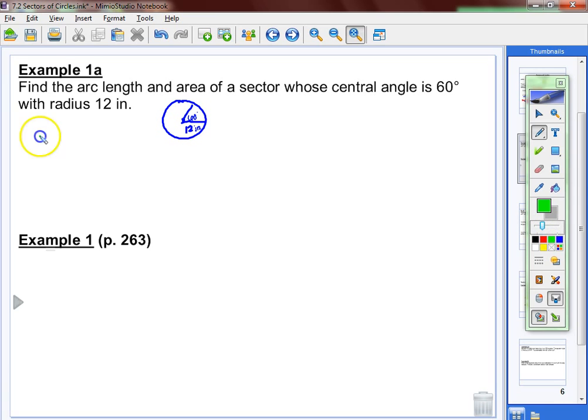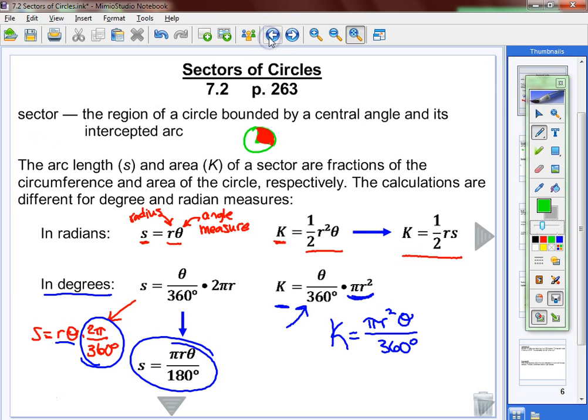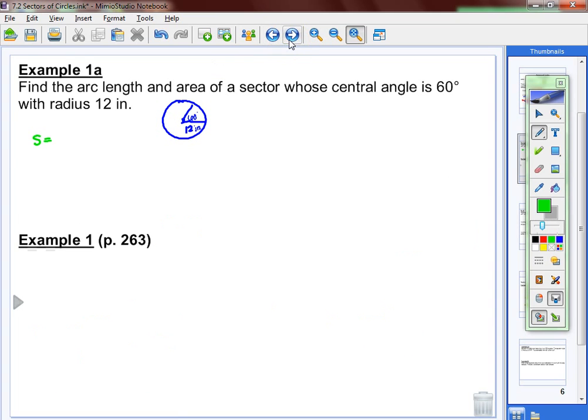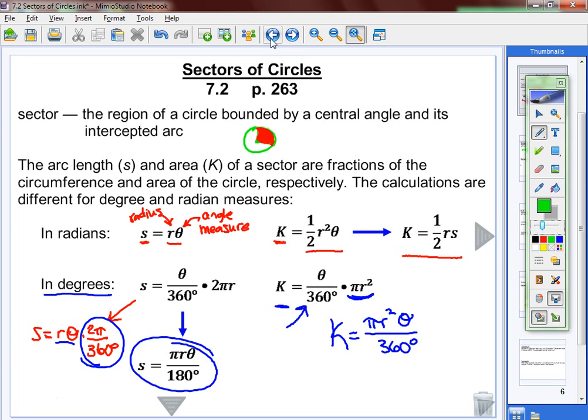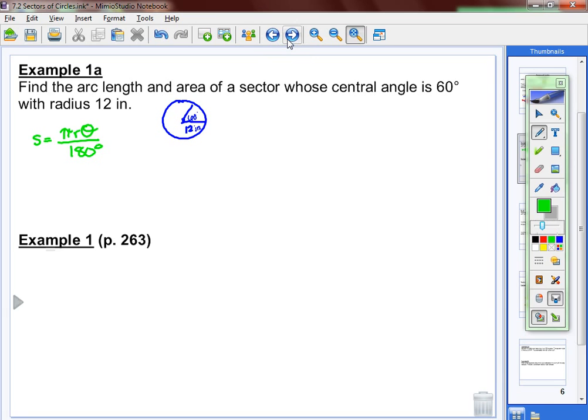Arc length is, to refresh our memories, radius times theta. That's in radians, but we want it in degrees. So we're going to do pi r theta over 180 degrees, which is the formula that we had right here. So pi r theta over 180 degrees, in this situation, we can keep working with pi. The radius is 12. Theta is 60 degrees. All of this over 180 degrees.